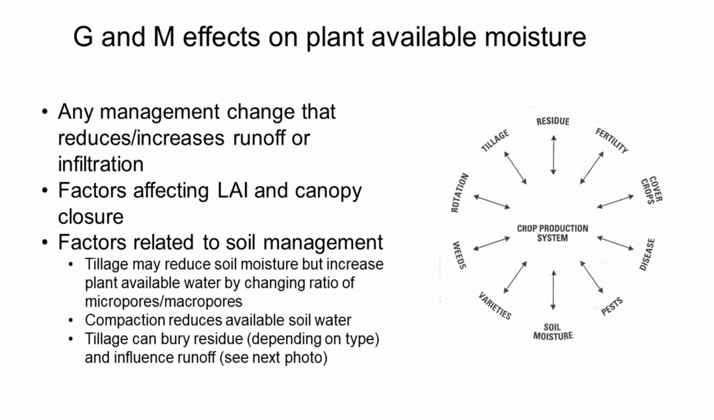G and M components of cropping systems also influence plant available moisture, so there's this interaction going on. For example, any management change that reduces runoff or increases infiltration is going to increase plant available moisture. And so, for example, that can be something like residue management, or growing cover crops that can reduce runoff and increase infiltration on slopes. For example, the direction of tillage, so ridge tillage as opposed to tilling up and down slopes, tilling across them, can reduce erosion and runoff.